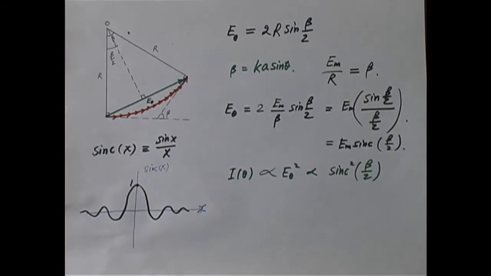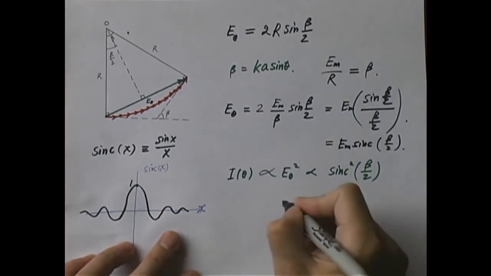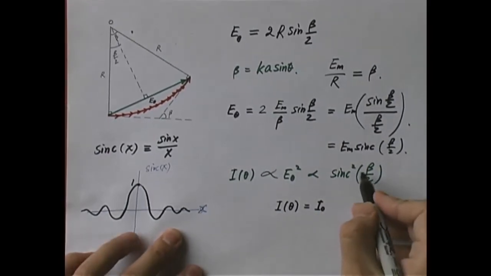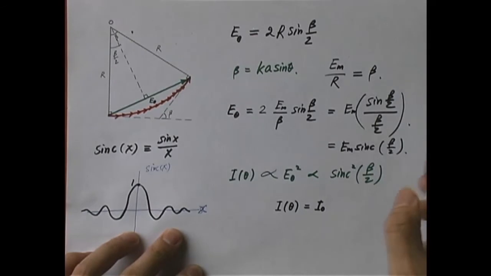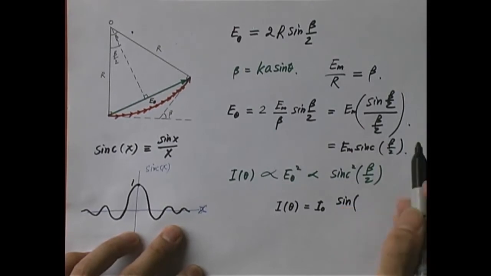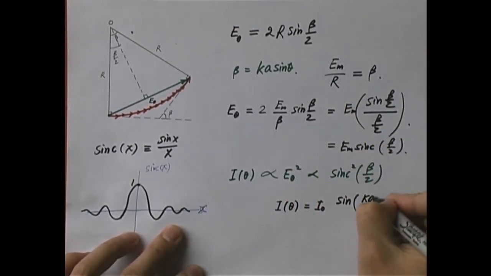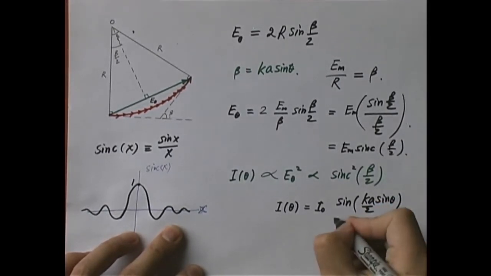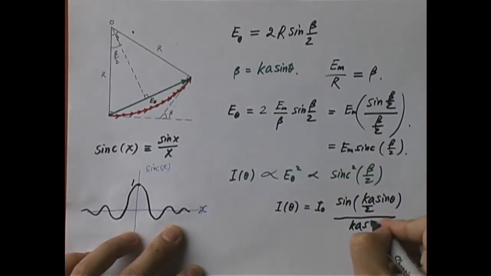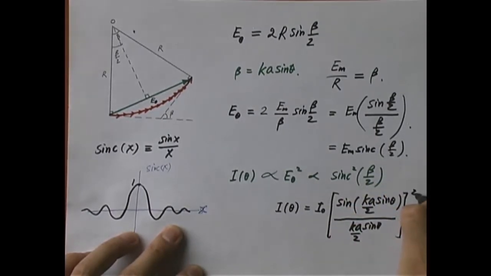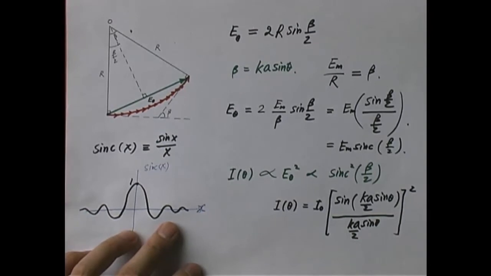That is where theta equals 0, and if we call that maximum intensity I naught, then I can write I of theta equals I naught sinc squared of beta over 2. Or if I write the whole thing out, it's going to look like this: sine of beta, which is Ka sine theta, so Ka sine theta over 2, divided by Ka sine theta over 2, this whole thing squared.